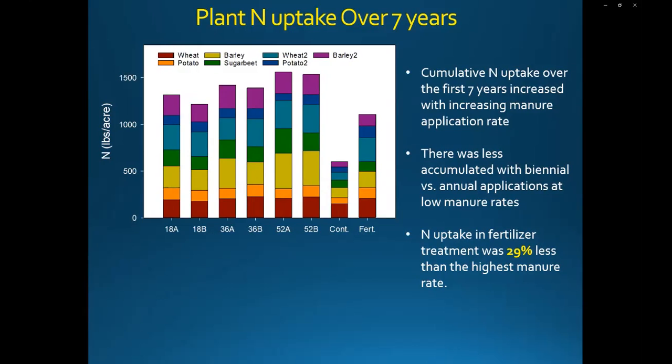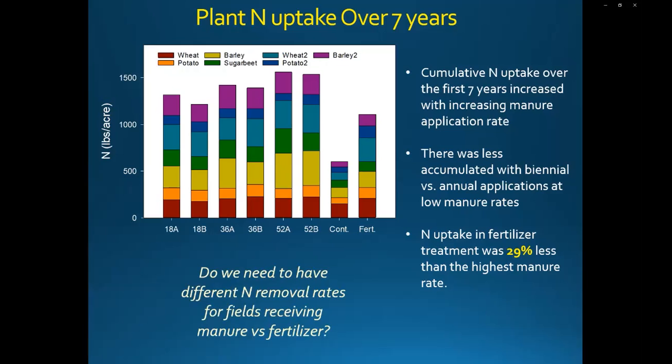So having that manure in the system, especially over longer periods of time, really does amount to a pretty large amount of extra nitrogen that's mined out of the soil versus when you were just using inorganic fertilizer. And so it makes me question, do we need to have different nitrogen removal rates for fields that are receiving manure versus fertilizer? Since this is something that has to be included in our producers' nutrient management plans, maybe we need to account for the difference in fields where you may have manure and have more plant uptake than you would in fields where you just have fertilizer.